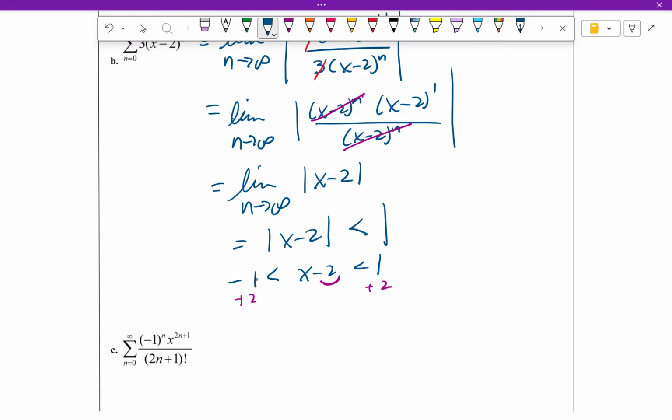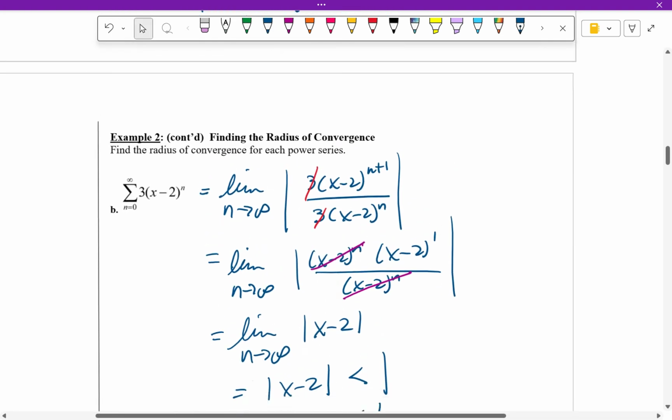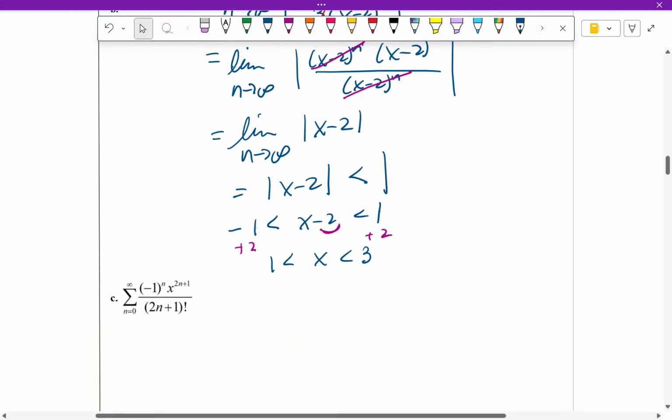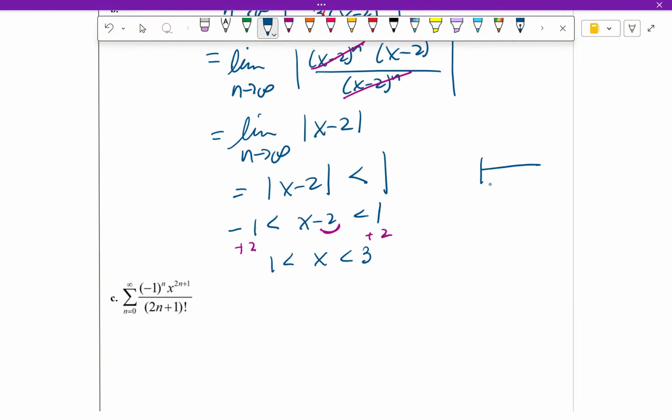All right, what's -1 plus 2? 1. And then what is 1 plus 2? 3. That's actually your interval of convergence. It's going to converge between x equals 1 and x equals 3. But the question asked for the radius. What did it ask me to find? The radius. So how big is that interval? Well, how big is it from 1 to 3? 2.